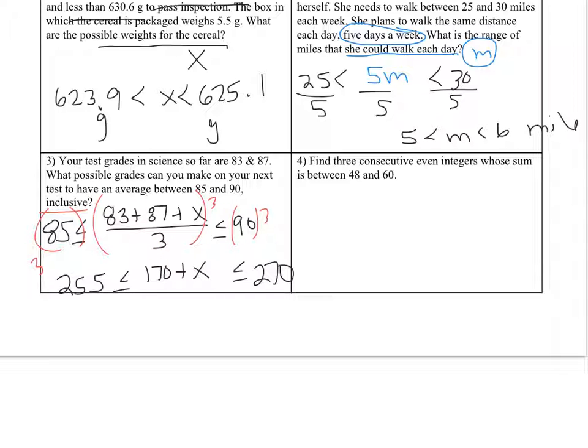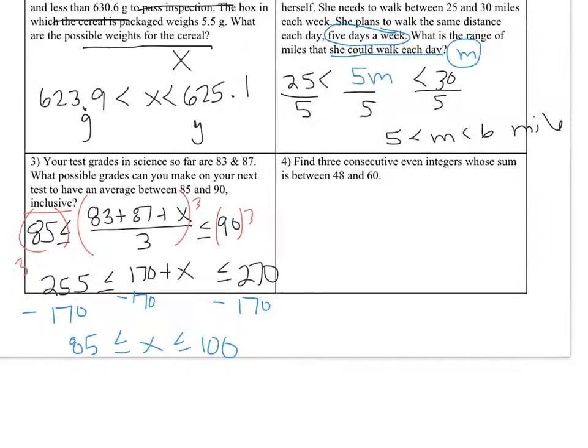So then I'm going to subtract 170 from all 3 parts. And I get 255 minus 170. So that's 85 is less than or equal to x is less than or equal to 100. So if you score in between and including 85 to 100, you'll have an average between 85 and 90.